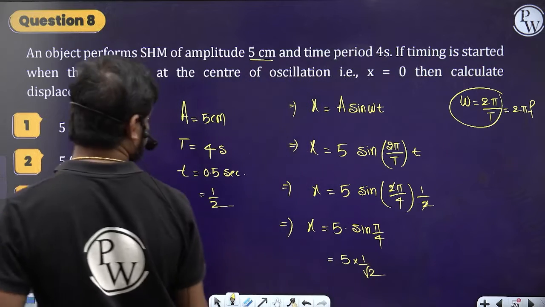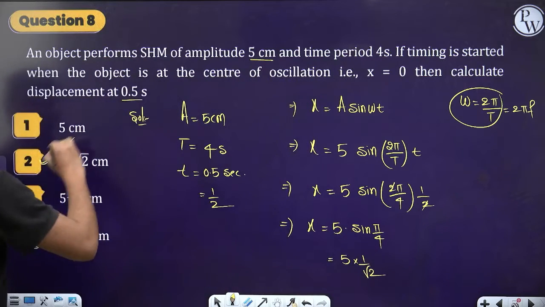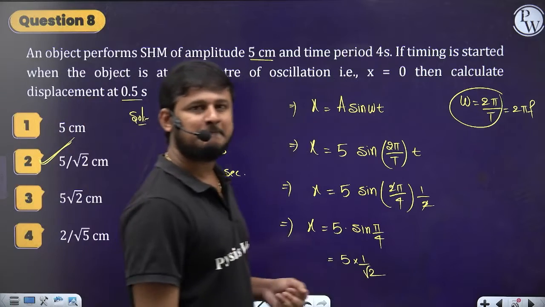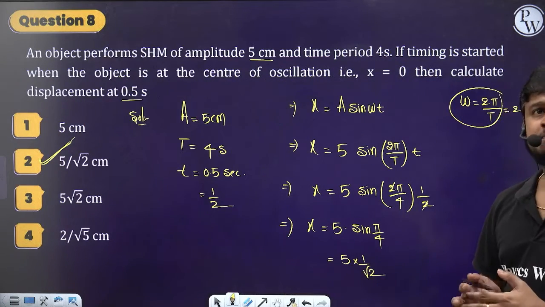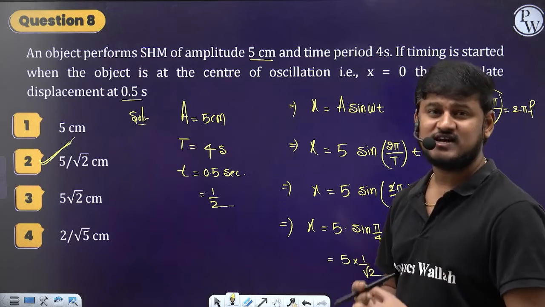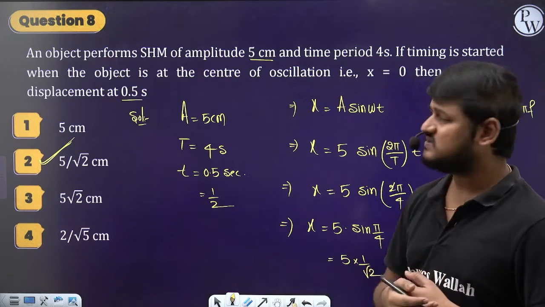So 5 into 1/√2. Check for the option. So 5/√2 centimeters. Option B is the correct one. Option 2 is the correct one, guys. Understood? Right? Am I going fast? Simple questions, right? So that's why a bit faster.